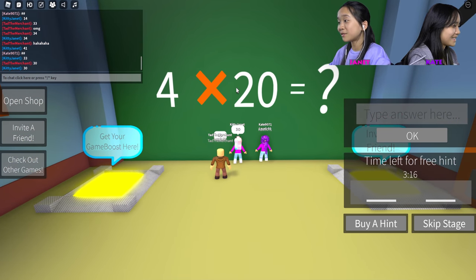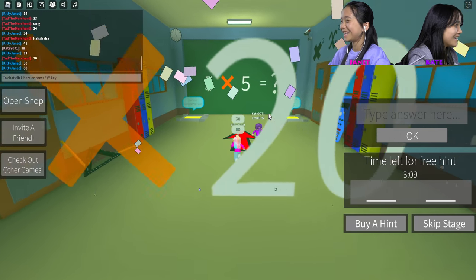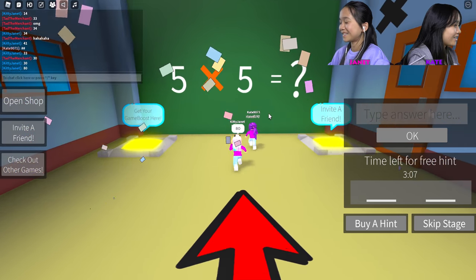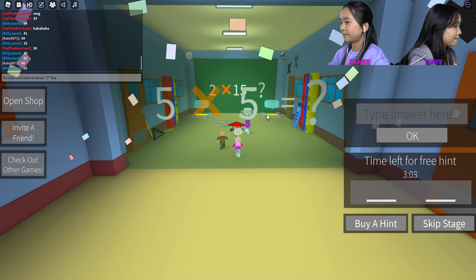4 times 2 equals 8. 8, and then 8 plus... yeah, it's 80. Okay. I knew it. Okay, this one is 25. You know, it gives you confetti every time you get it right.